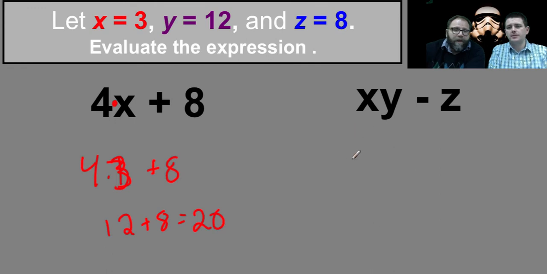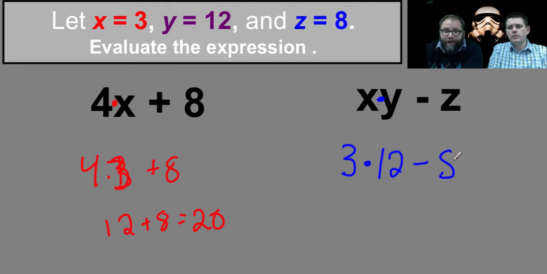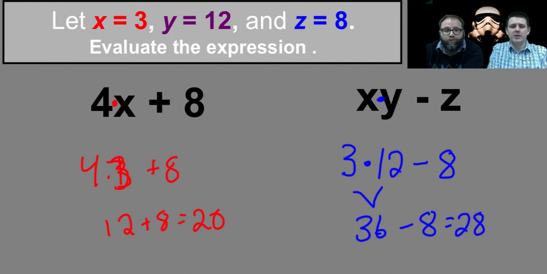Go ahead with the next one. This one has x times y minus z. So x we know is 3, and that's going to be multiplied by 12. And then we're going to subtract 8 from it. Order of ops, we do multiplication first. 3 times 12 is 36. Minus 8 is 28. Take away 6, take away 2. I had to double check, but you're right. Glad you knew that one.